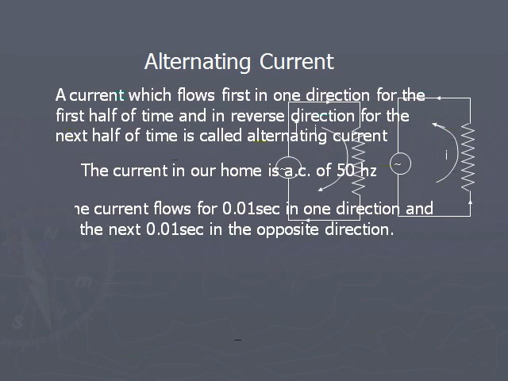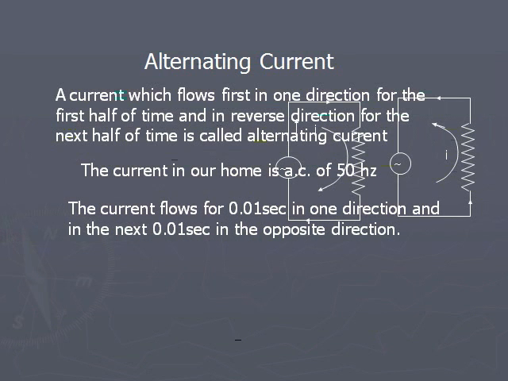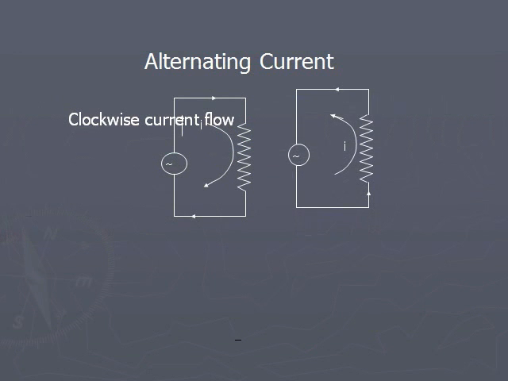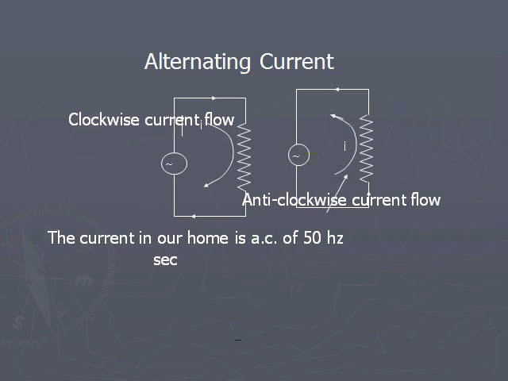It flows for 0.01 seconds in one direction and for the next 0.01 seconds in the opposite direction. So its period is 0.02 seconds. Suppose it flows in the clockwise direction for 0.01 seconds. In the next 0.01 seconds it flows in the anti-clockwise direction. Moreover, it is a harmonic current.